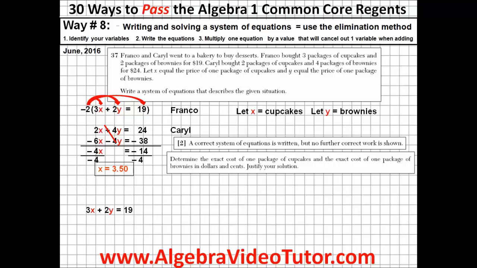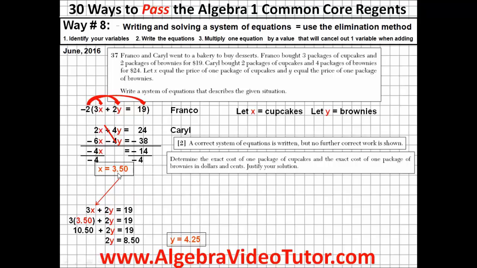We're going to take one of the original equations. Let's take Franco's here. You could take Carol's too, but I'm going to use Franco's. Take the original equation, and in place of x, we're going to insert the $3.50. Okay, so right there, insert $3.50, and the next statement is going to be written like this: 3 times 3.50 plus 2y equals 19. You get $10.50 plus 2y equals 19. Subtract $10.50 from both sides, and then to get $8.50, divide both sides by 2, and you end up with the exact cost of 1 package of brownies, which is $4.25.